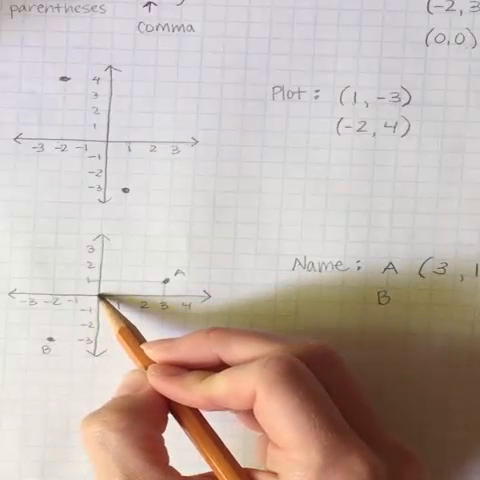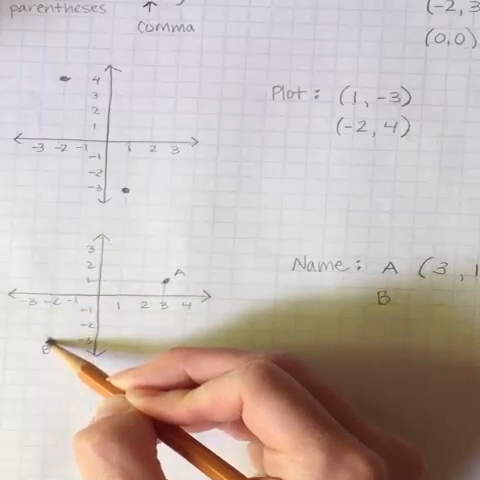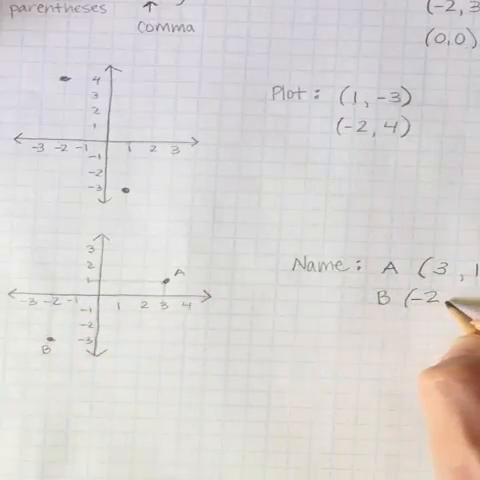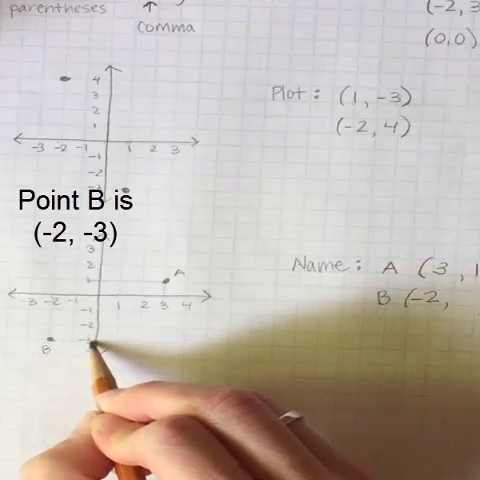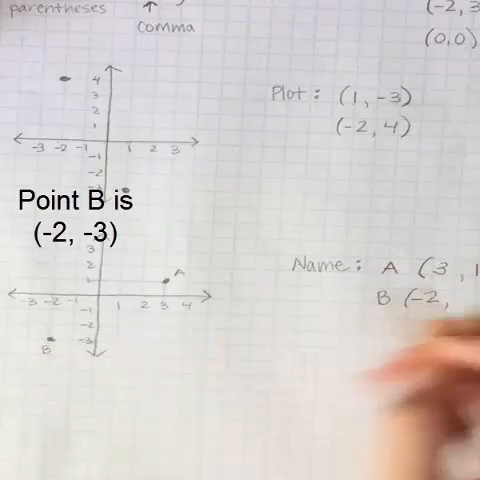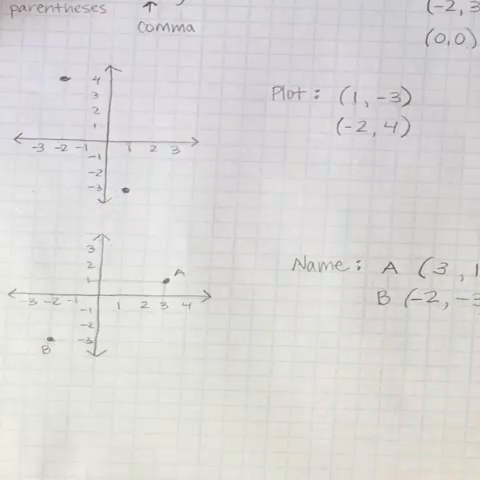B, if I look at the x value first, is at negative 2. So that's my x value. And then I look at my y value second. My y value is negative 3. So point B is at negative 2, negative 3.